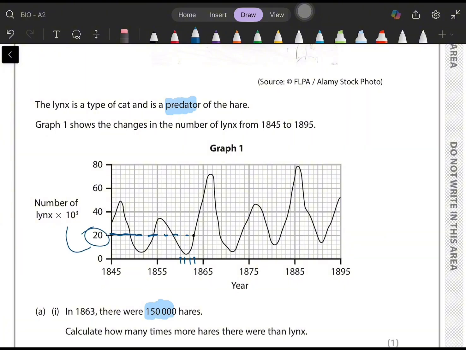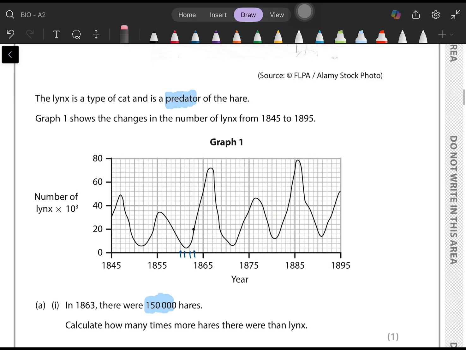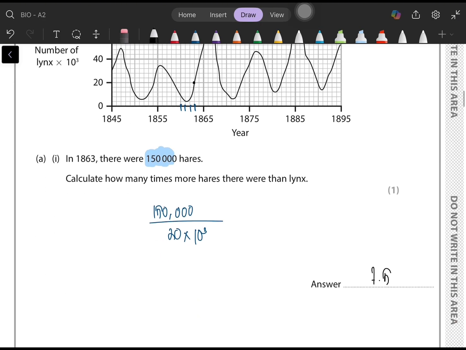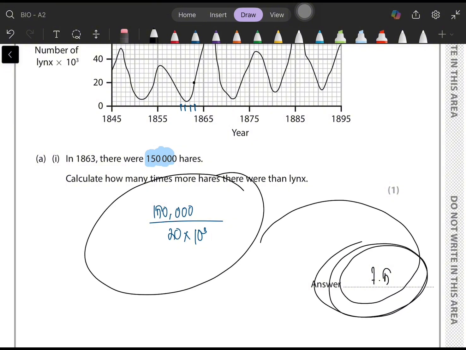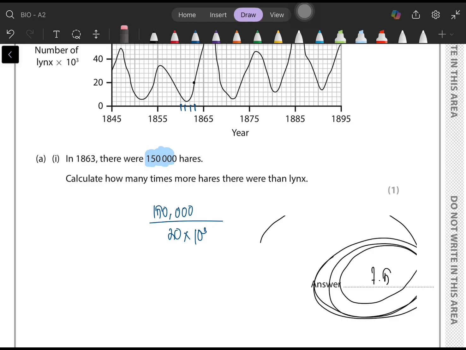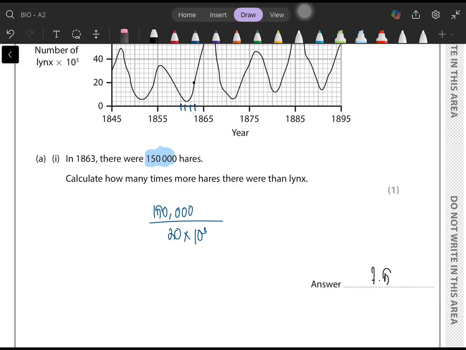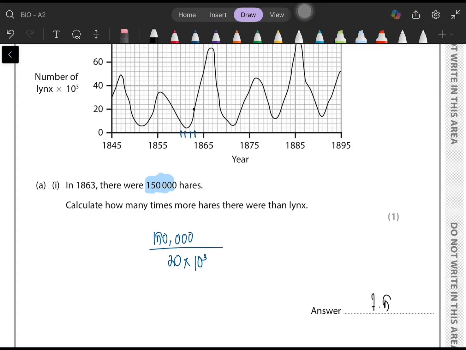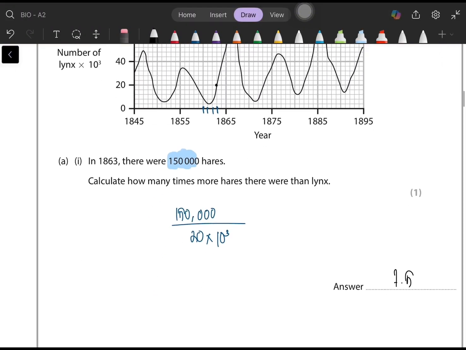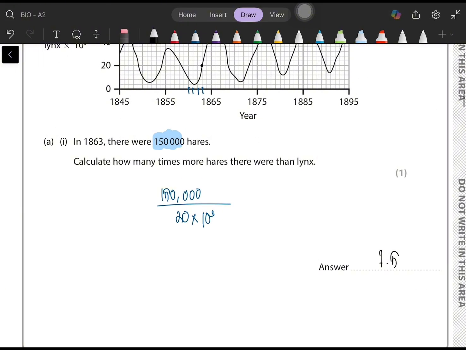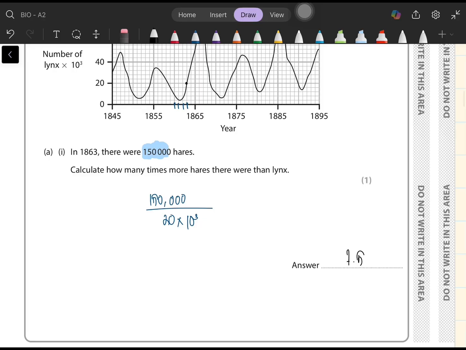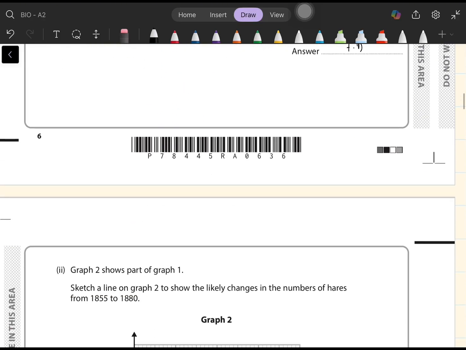Do not forget, you have to multiply by 10 to the power 3. So you have to divide the number of hares, 15,000, by 20 times 10 to the power 3. So you'll be getting 7.5. So the number of hares is greater, by how many times? By 7.5 times. Basic maths. In biology, you do not need in-depth knowledge of maths, but you have to have an idea of how to calculate this basic maths. So let's move on.